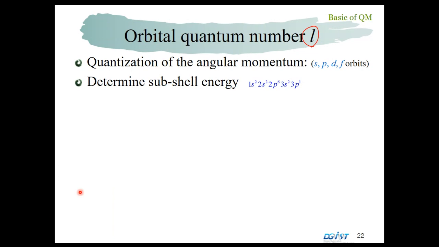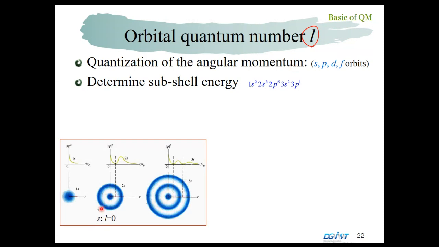As you already said, we have a physical quantity, angular momentum, and it is also quantized. Mainly the energy is determined by the principal quantum number in single-electron atoms like hydrogen. But if we have more electrons, then the energy level will separate, depending on the angular momentum.